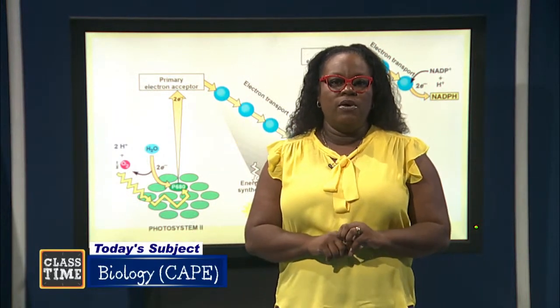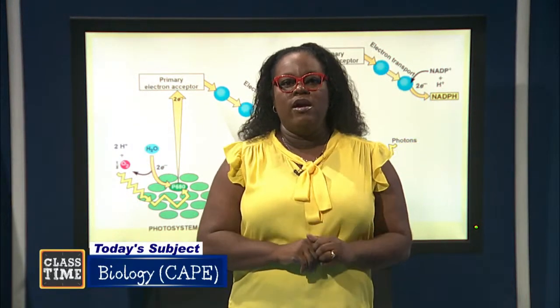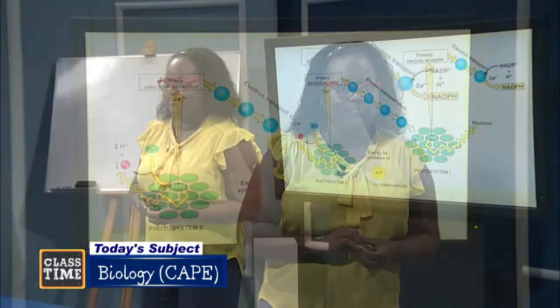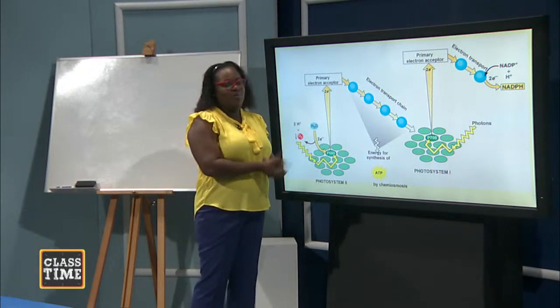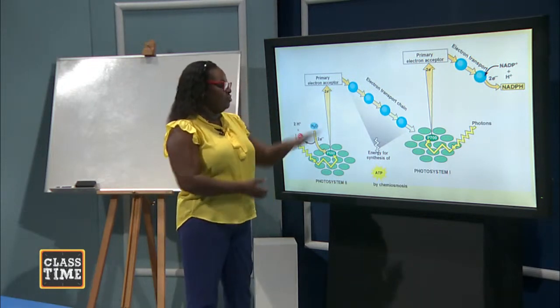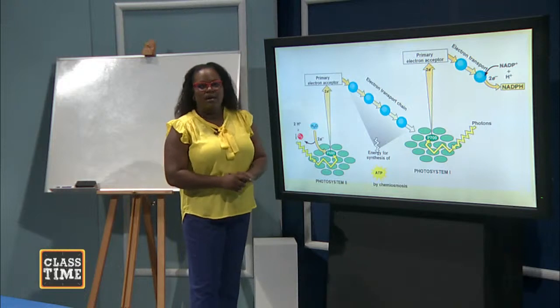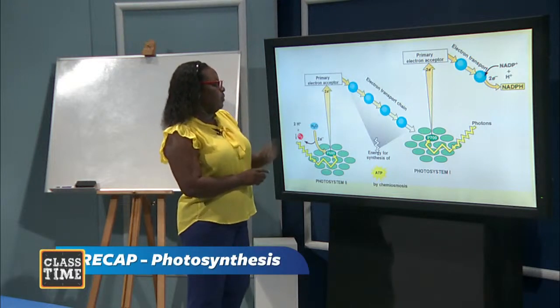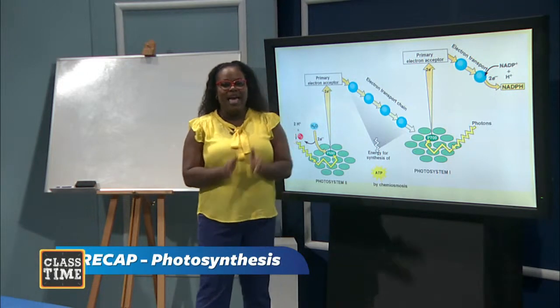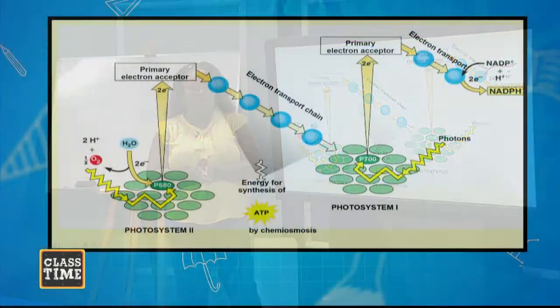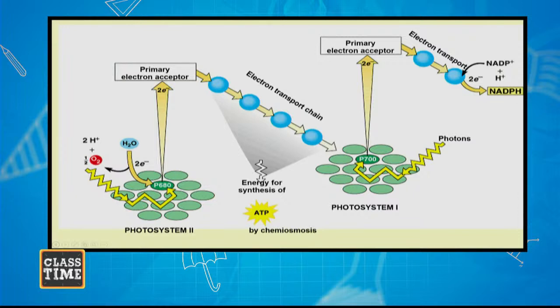Last week we spoke about photosynthesis. Today we are going to continue that discussion. Okay, so here we go. From last week's class, you should be familiar with this diagram that's on the board, which outlines the first stage of photosynthesis, the light-dependent stage, which means this is a stage of photosynthesis that requires light.